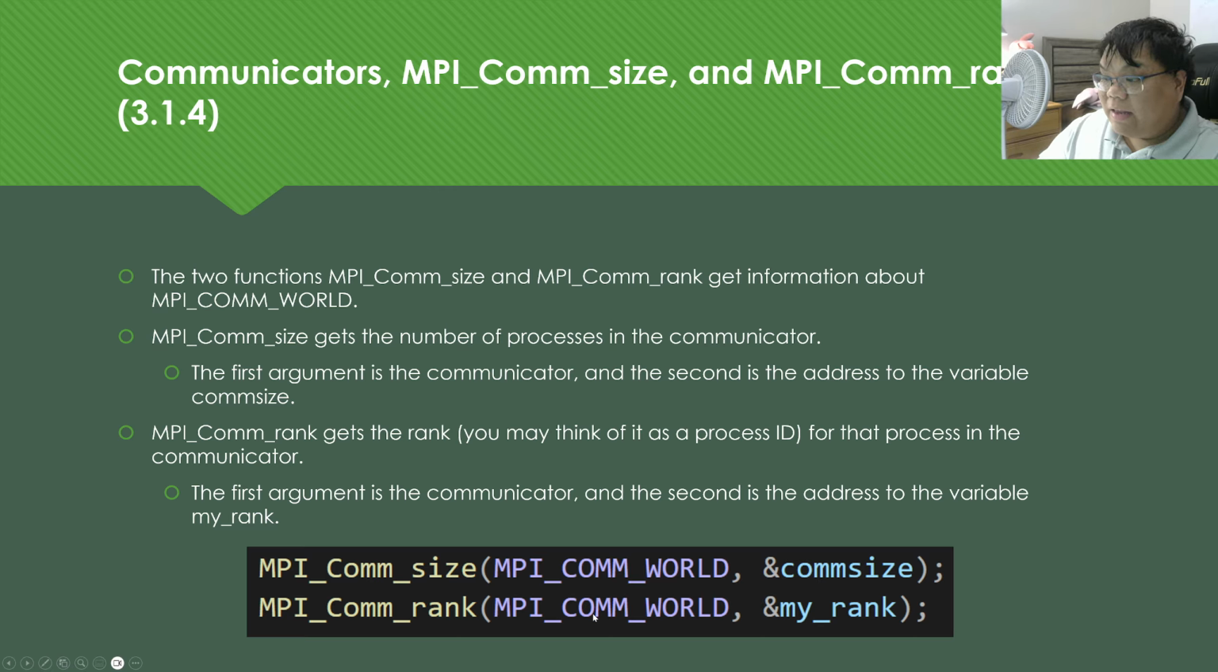Anyway, in either case, the first argument must be the communicator. Again, we're working with the default communicator, so just pass in MPI_COMM_WORLD. The second one should be the address of whatever variable you are storing the communicator size or rank in. So you are likely going to have two separate variables for the communicator size and that process's rank. And that's how you call these two functions.